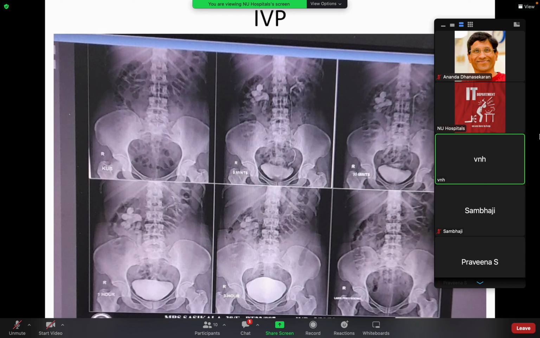I also see it in the 5-minute film. There is something there. But it is not there in the KUB. So look at the KUB and see whether that whitish thing is there. Because you said there is no extravasation, I pointed this out to you.